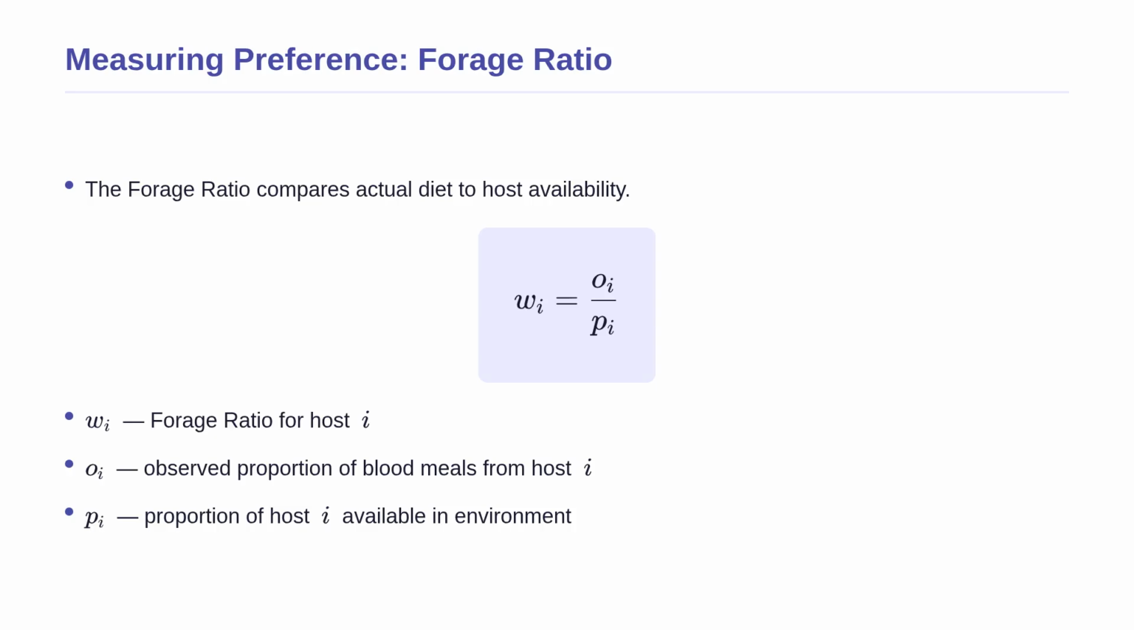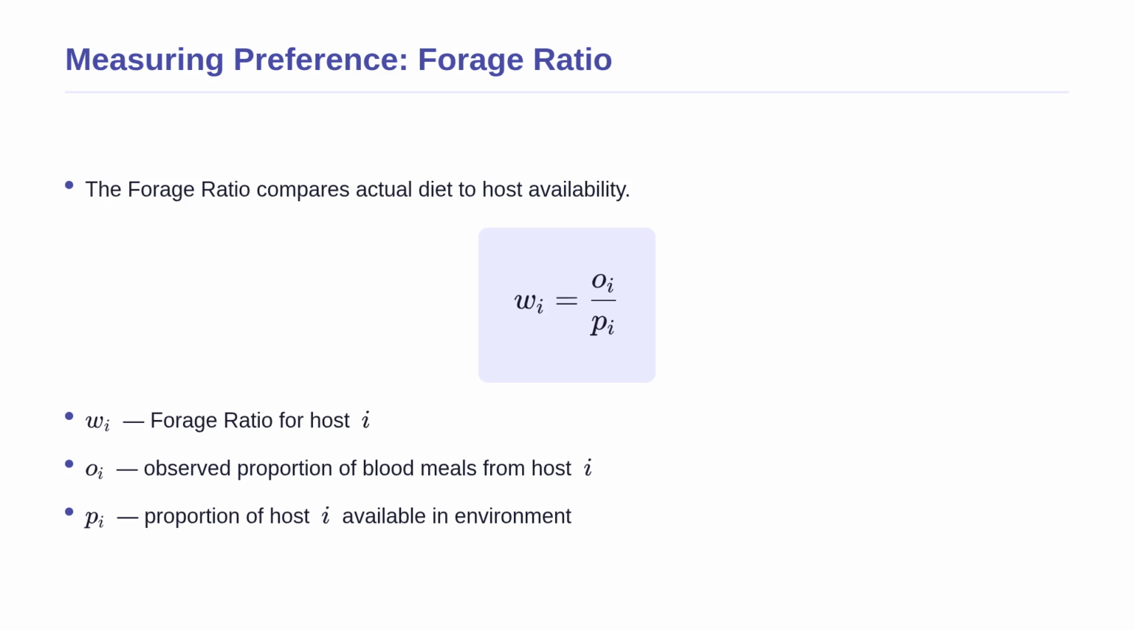To move beyond simple observation, entomologists need to scientifically measure these preferences. This brings us to a mathematical tool called the forage ratio. We cannot just count how many humans a mosquito bites, because there might simply be more humans around. We must compare the actual diet to the availability of hosts. In this beautifully simple formula, W sub i represents the forage ratio. The variable O sub i is the observed proportion of blood meals from that specific host. Finally, P sub i is the proportion of that host actually available in the environment.